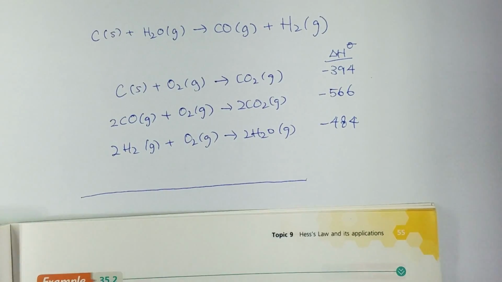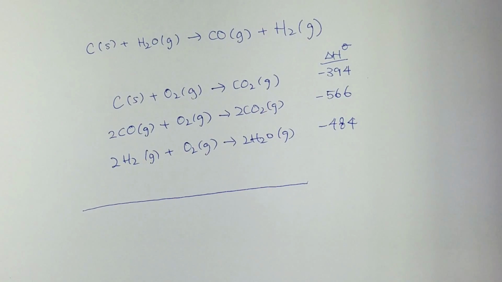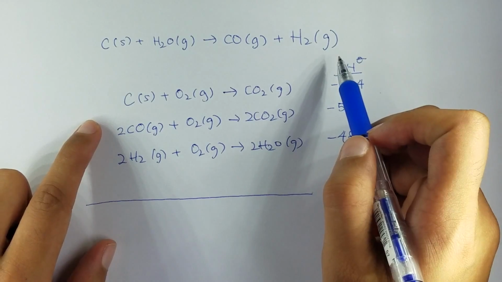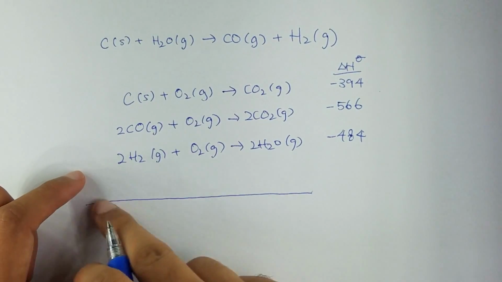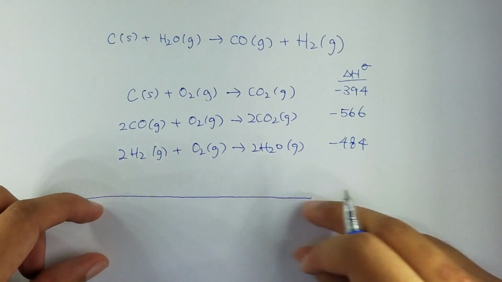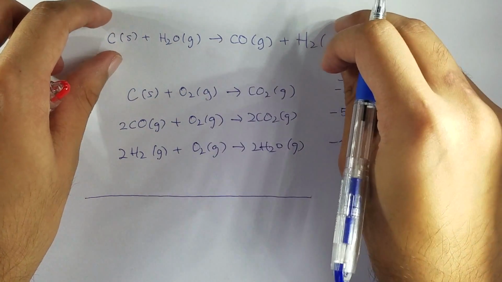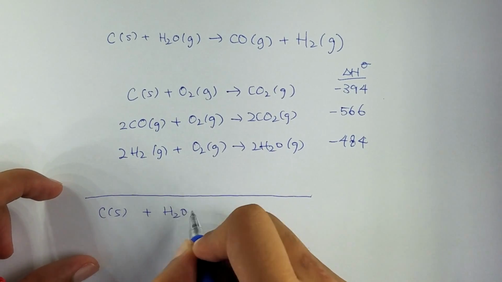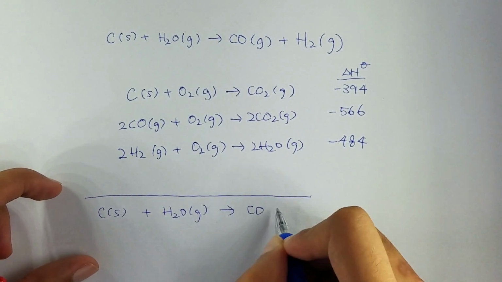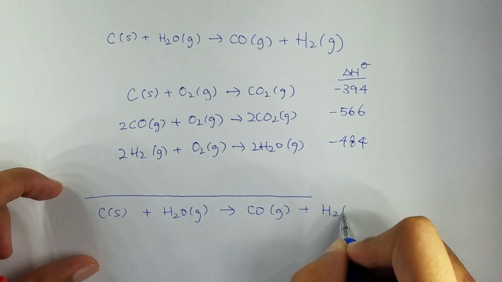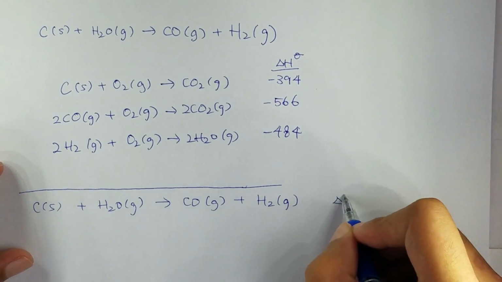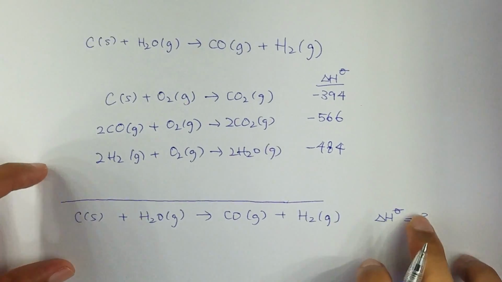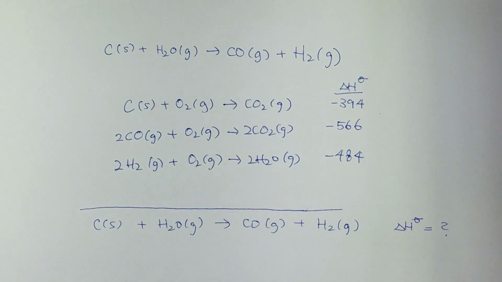I don't need the textbook now. So we have to use these three equations to form this one essentially. First of all, what I like to do is write down the three equations and then write down the one I need. So the one I need is here, so I'll write down carbon plus H2O equals carbon monoxide plus hydrogen gas. So what are we looking for? We are finding the delta H, the standard enthalpy change of this reaction. So we have to use these three. So how do we do that?